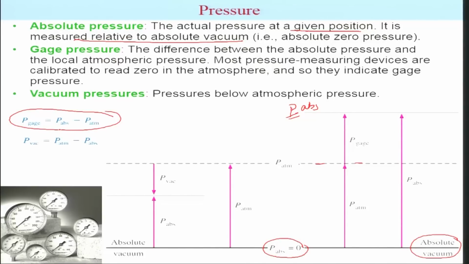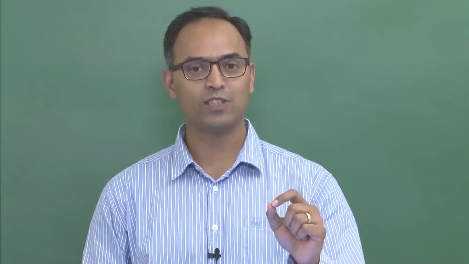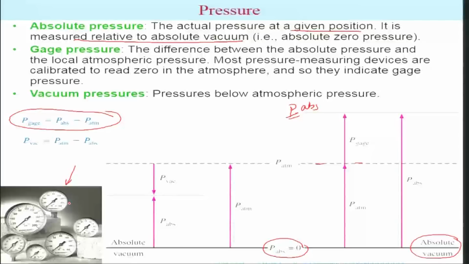So gauge pressure is nothing but P absolute minus P atmosphere. Many gauge pressure measurement units are referred to in this form. They are actually tuned or calibrated such that the reference point becomes the atmospheric pressure, and whatever the difference is, that is the gauge pressure. And the vacuum pressure is the pressure below the atmosphere. So in this case, for example, you have this P atmosphere which is larger than the actual, or absolute, value of pressure, and hence the difference gives you the vacuum pressure. Okay, so these are the two meanings of that.